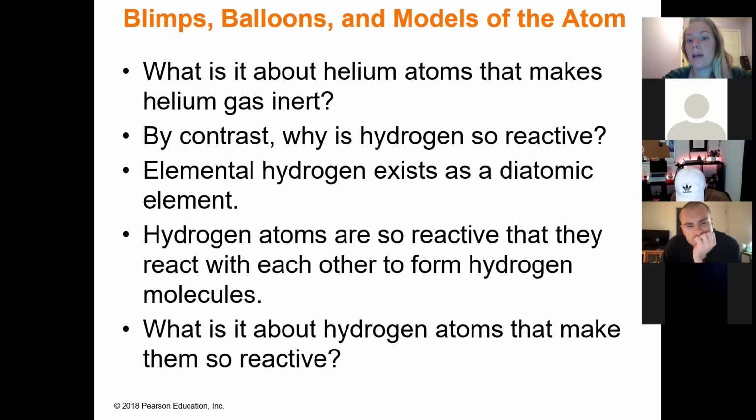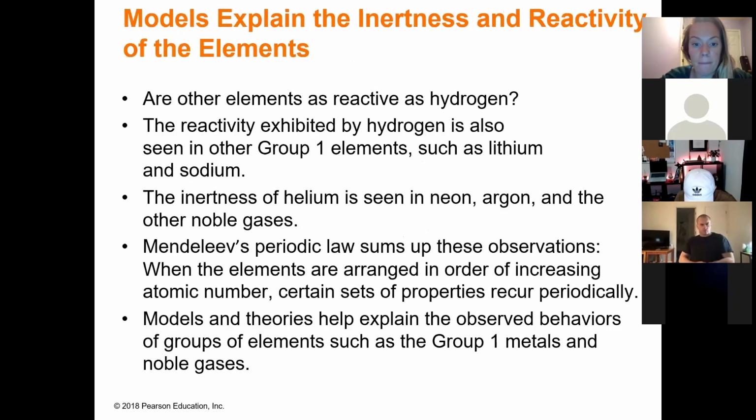By contrast, why is hydrogen so reactive? Because it has 1 electron in its outermost shell. It doesn't have a complete set. It wants to get rid of that electron. This is also why hydrogen tends to react with itself to form a diatomic molecule. And there are other atoms out there that are as reactive as hydrogen is. Mainly the things in column 1 are also reactive in that way.